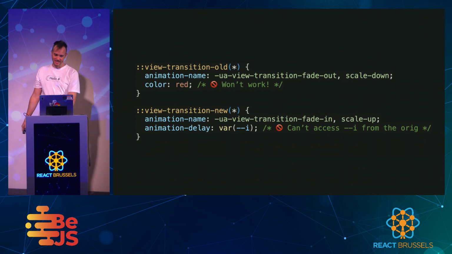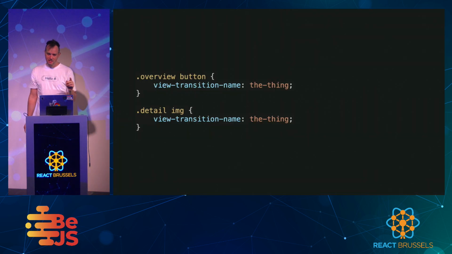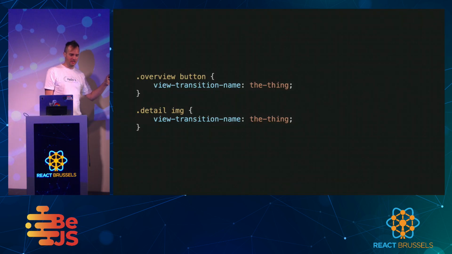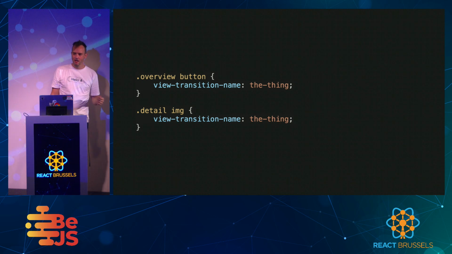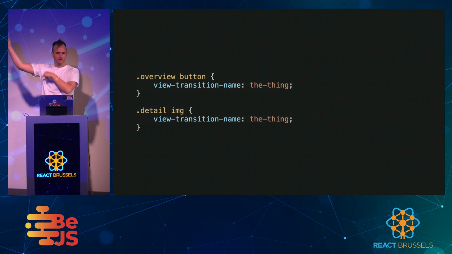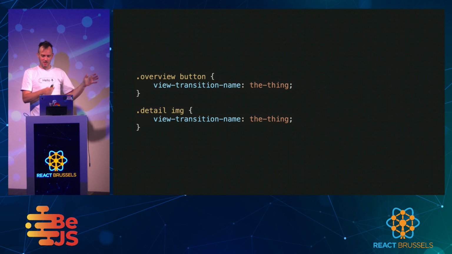But this is also cool because the snapshots are nothing but pixels on a screen, which allows a few things to happen. Such as, if I have in the overview state, in the old state, a button and I give it the name of the thing, and in the new state, I have an image and I give it the name of the thing, then the button will morph into the image. So you can morph buttons into images, images into text, text into headings, headings into footers and whatnot. You can just morph anything to anything, which is amazing.